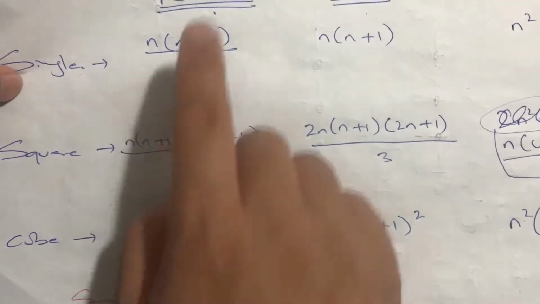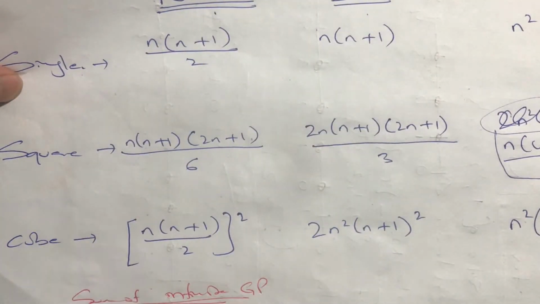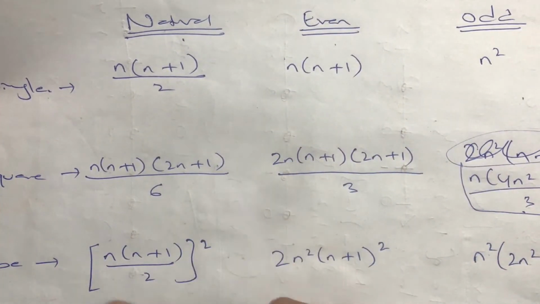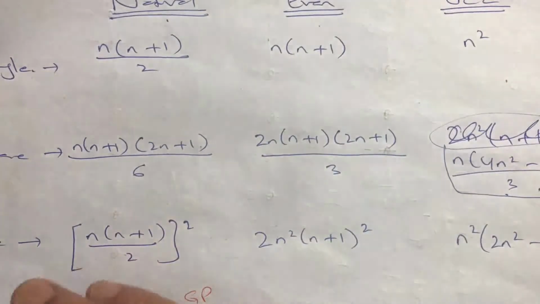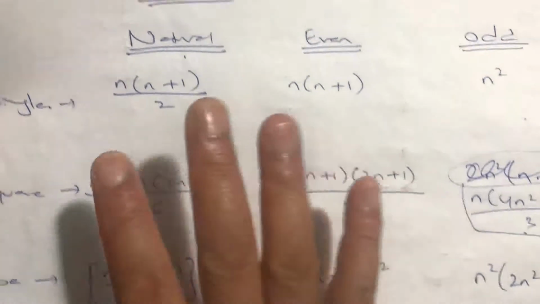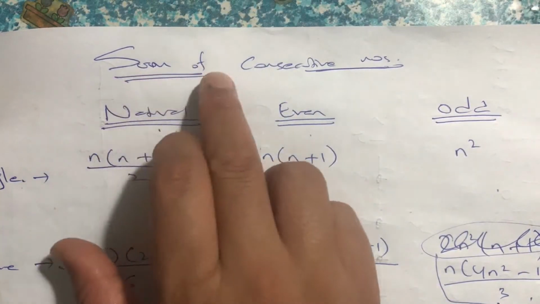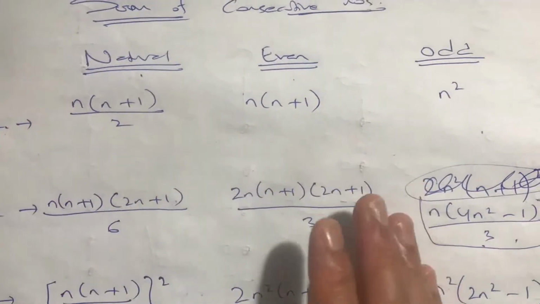Similarly, cube means again natural numbers with the cube, like 1 cube, 2 cube, 3 cube. Even numbers with the cube means 2 cubed, 4 cubed, 6 cubed. And odd means 1 cube, 3 cube, 5 cube. So that is the meaning of single, square, cube, natural, even, odd. If I have these kinds of numbers and I have to find the sum of these numbers, then I have shown you the formula as we go along the tutorial.